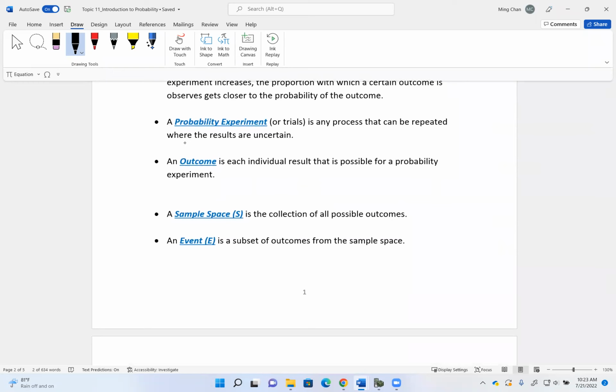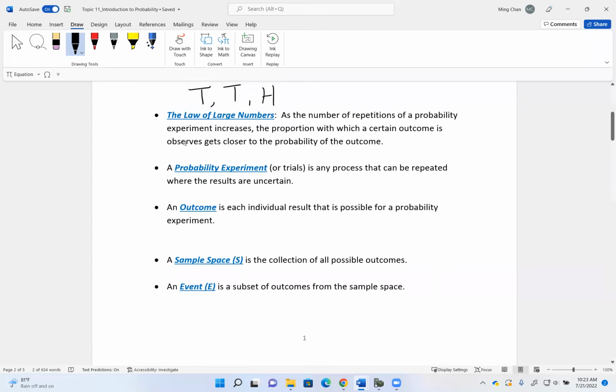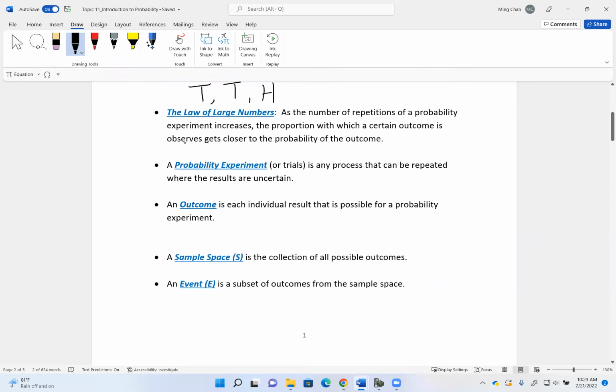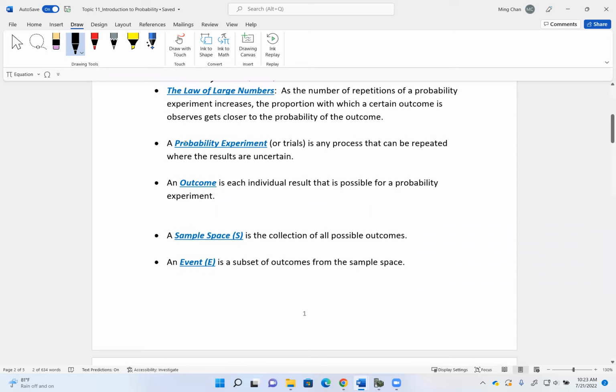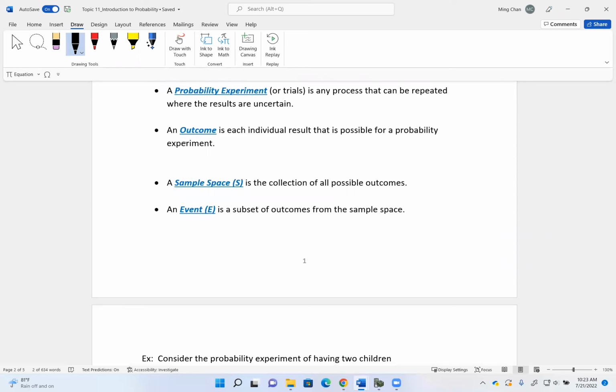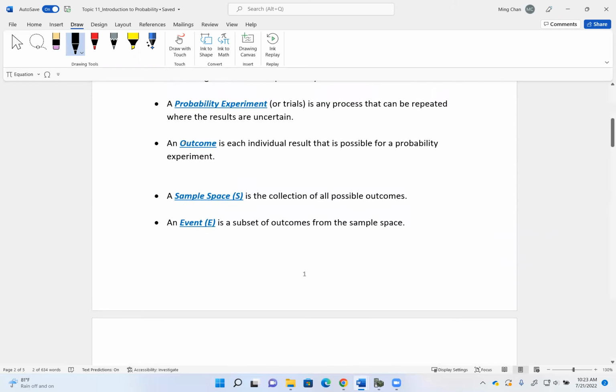Sample space, using the calculator notation S, is the collection of all the possible outcomes. Earlier I said things can be calculated. A probability experiment can be calculated, so we know what the true probability is, because we can figure out the sample space of all the possible outcomes in a probability experiment. Therefore, we can calculate the true probability. An event is a subset of outcomes from the sample space.